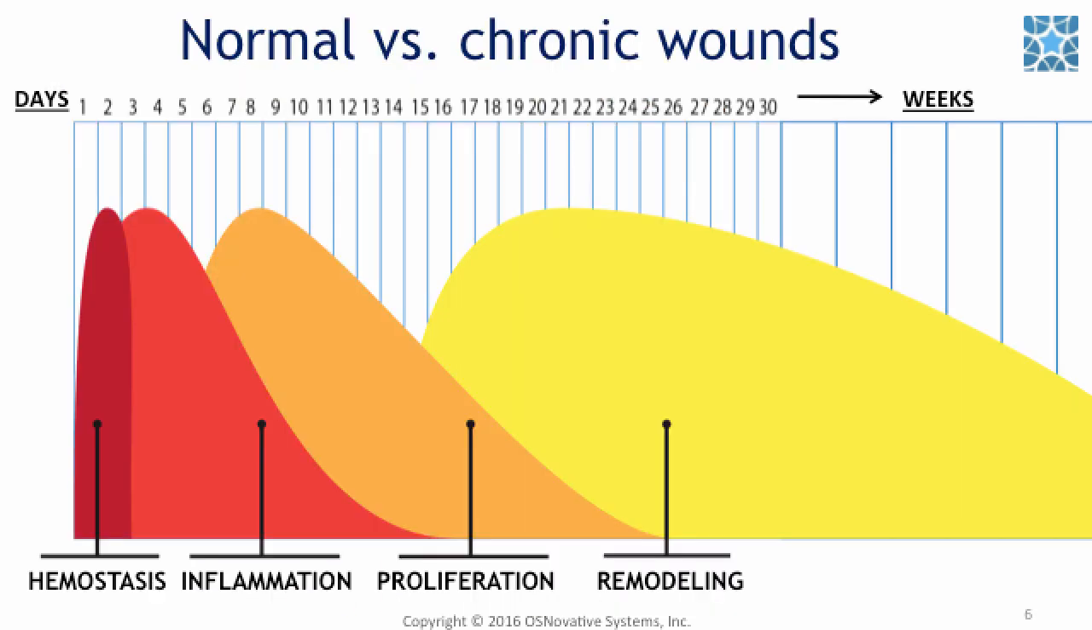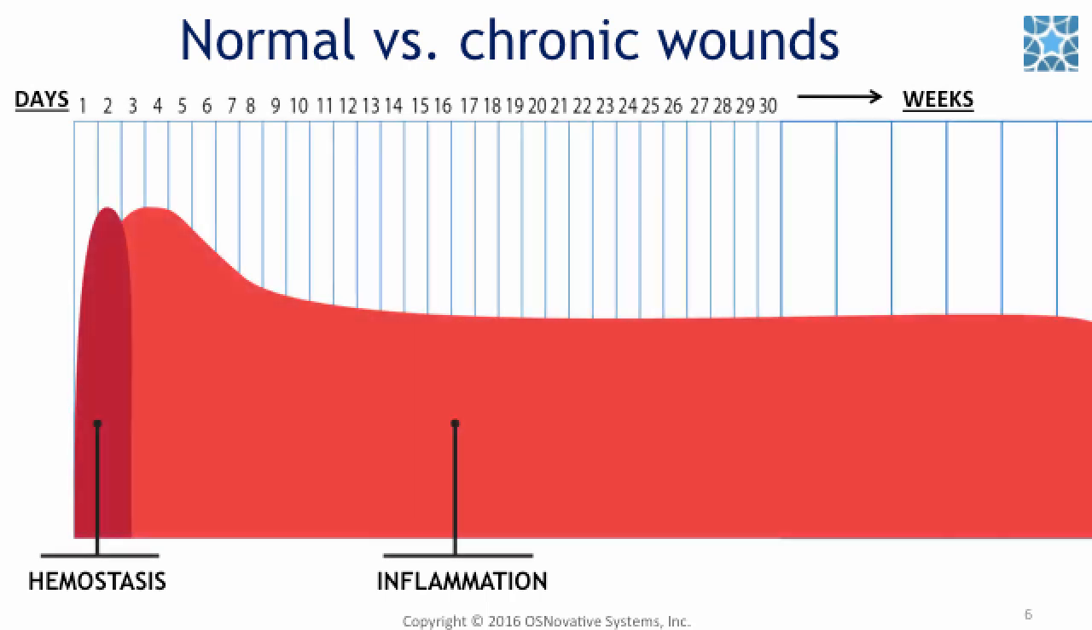The normal healing process takes the wound from its appearance to complete healing through hemostasis, inflammation, proliferation, and remodeling stages. Chronic wounds, however, are frequently stalled in the inflammatory stage and require special care to resume the normal healing process.